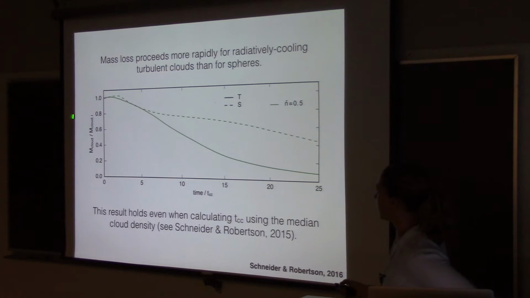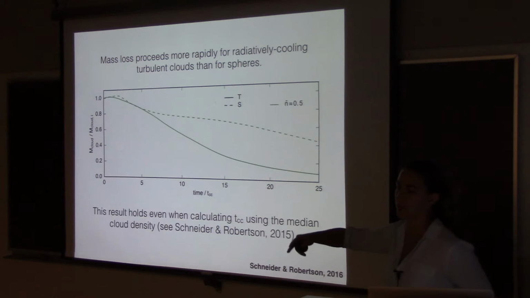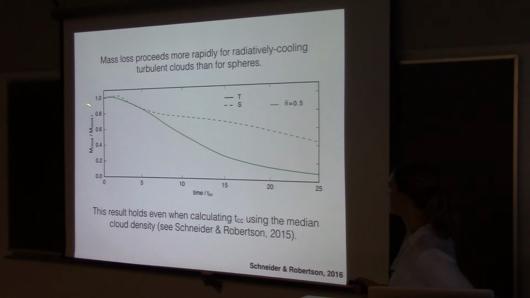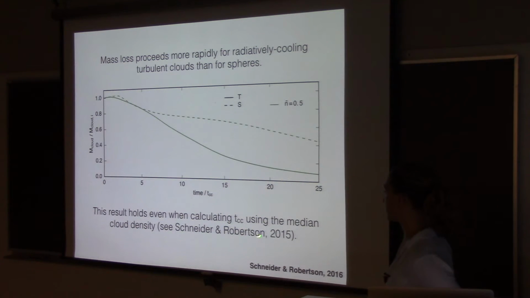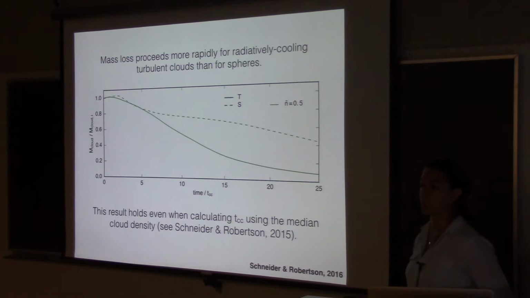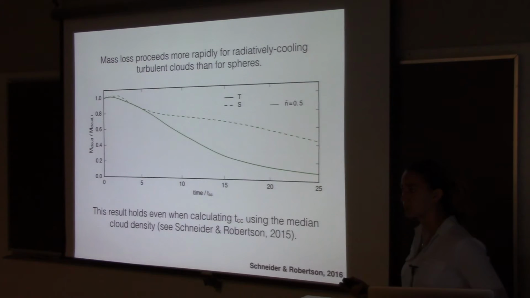And so here I'm just showing how the mass loss proceeds for those simulations. Again, the time is scaled according to this characteristic time scale, the cloud crushing time. And this is the mass in the cloud as a function of the initial mass, where we're calculating cloud masses as everything above a certain density threshold. And what you can see is the turbulent cloud loses mass much more rapidly than the sphere. This was actually in contrast to adiabatic calculations that we did, where we found that if you calculated the cloud crushing time using the median density of the turbulent cloud, then it tracked exactly with the sphere according to this characteristic time scale.